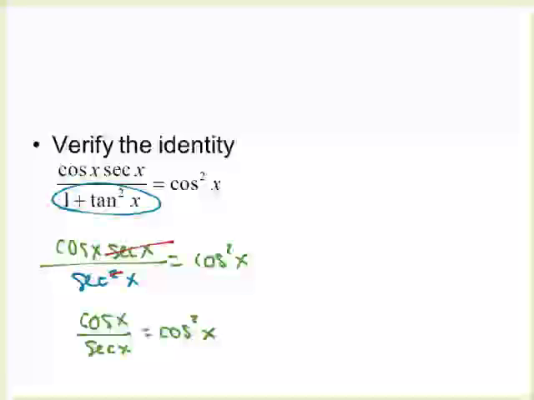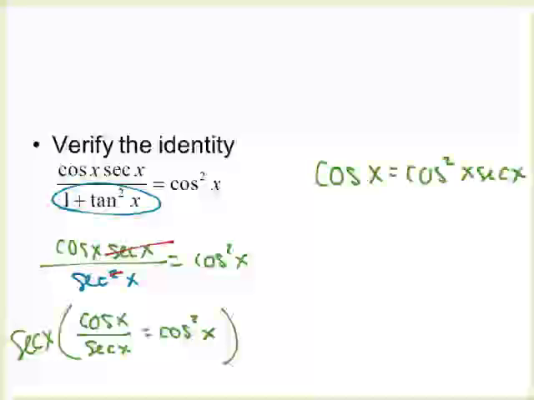I don't like fractions. So whenever I have fractions, one of the things I like to do is try to get rid of them. How would I get rid of this fraction? Multiply everything by the secant of x. So that gives me cosine of x is equal to cosine squared times secant. The two sides still do not exactly match, so we are not done.